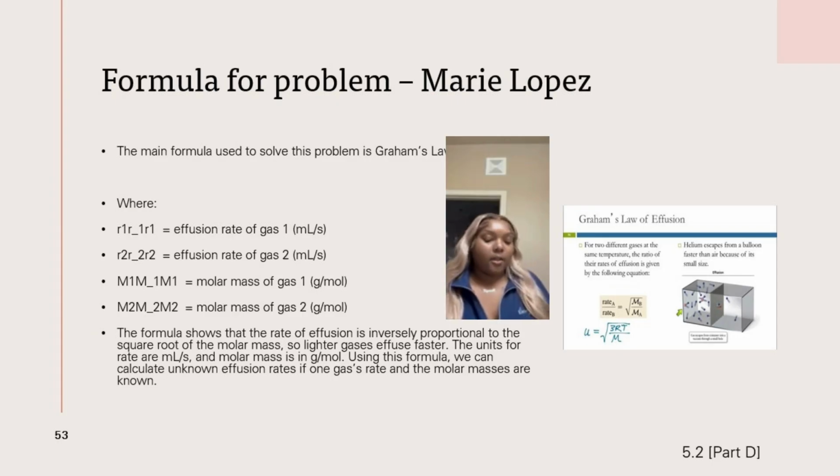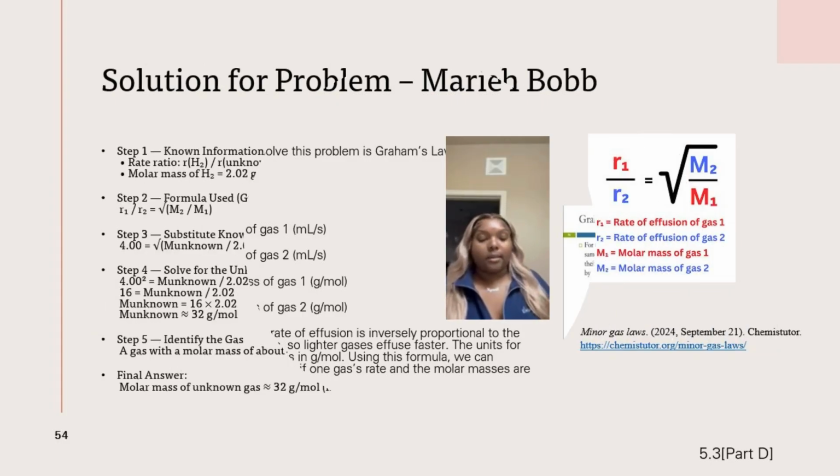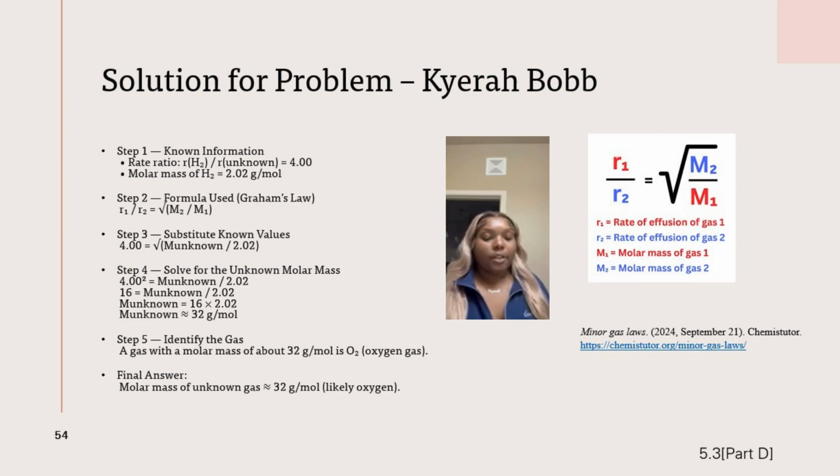Hydrogen gas and an unknown gas are allowed to effuse under the same conditions. We noticed that hydrogen effuses 4 times faster than the other gas. To solve this, we use Graham's law, which compares the rate of effusion to molar mass. The equation is rate 1 over rate 2 equals the square root of mass 2 over mass 1. When you plug in the numbers, you get 4 equals the square root of the unknown molar mass divided by the molar mass of hydrogen, which is about 2 grams per mole.